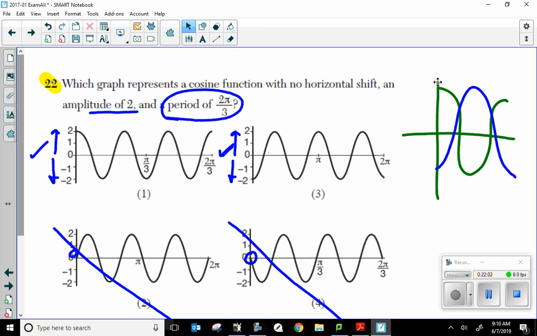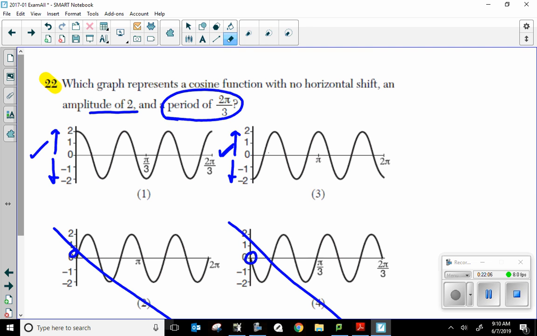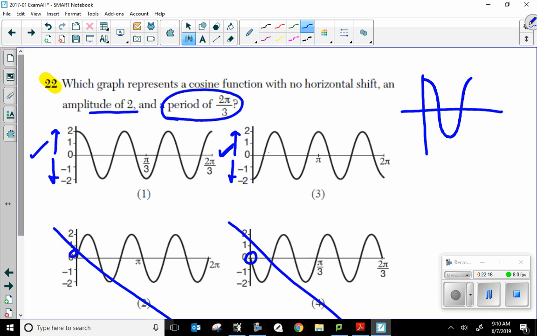The period is the length of one cycle. One cosine curve, okay, let's say go up, should end at approximately 2 pi over 3. Okay, 2/3 pi.